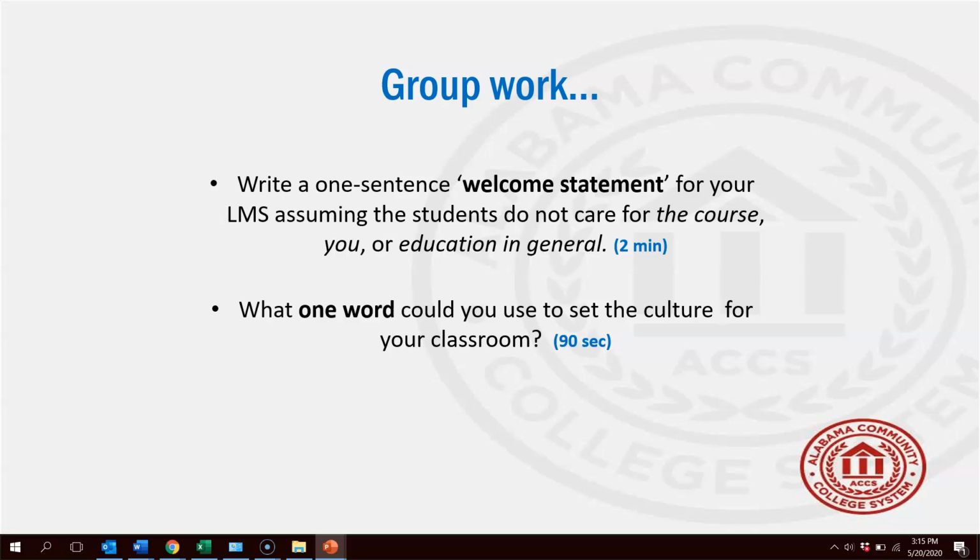So if we were doing group work today, we'd come up with a one-sentence welcome statement for your LMS. This is something the students see as soon as they open up the LMS to your course. They've not even shown up for class yet, but they see this welcome statement. What is that welcome statement? And then what one word would you use to set the culture in your class? These kinds of exercises force us to focus on what's more important.